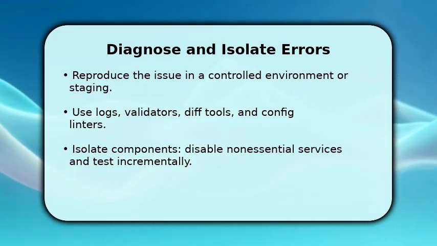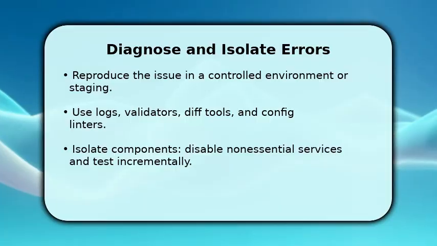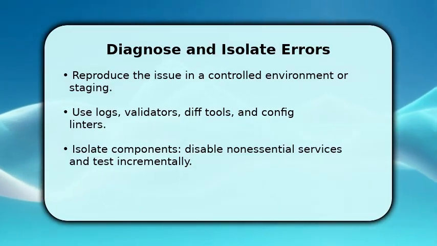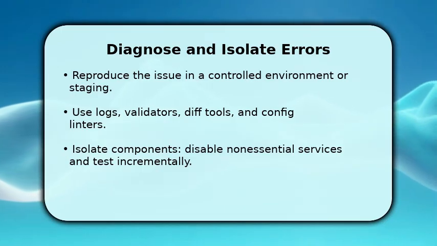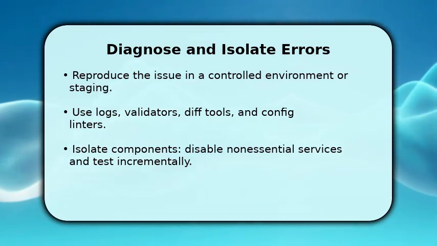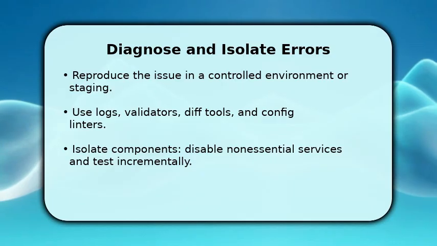Run config diffs against your backup to see exact changes, and then disable or isolate non-essential components so you can test one variable at a time. This step-by-step isolation shows you which service or setting triggers failure.